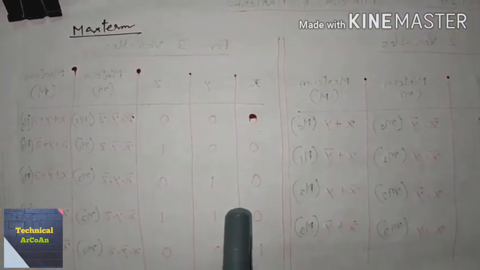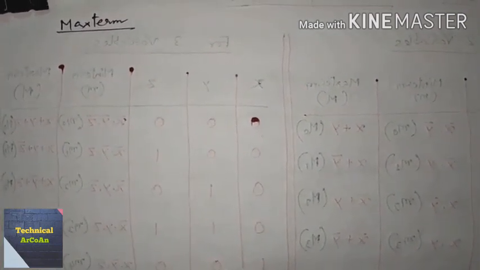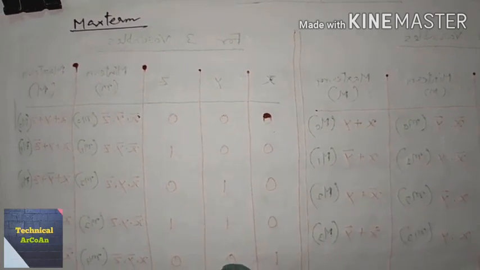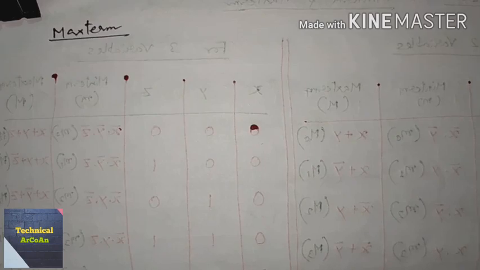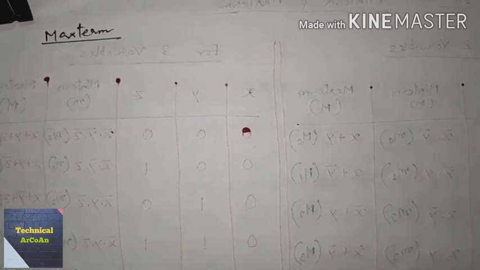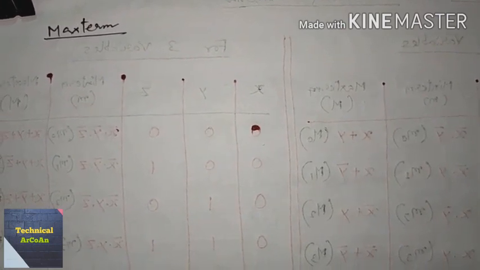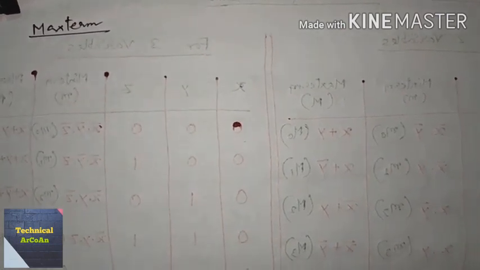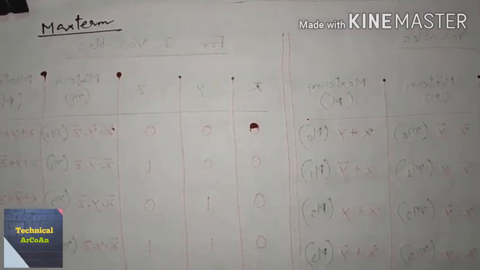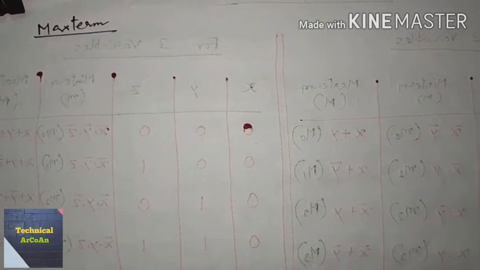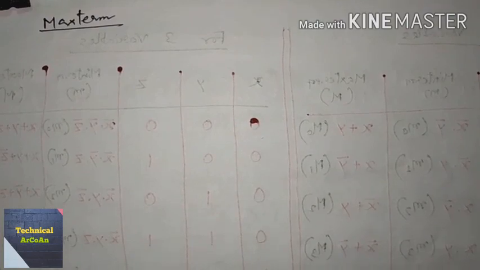Now for the max term, what is the rule? First, identify the max terms for which the output variable is 0, and then do the logical AND of those max terms in order to get the Boolean expression function corresponding to that output variable. This Boolean function will be in the form of product of max terms. Clear? So just take an example.